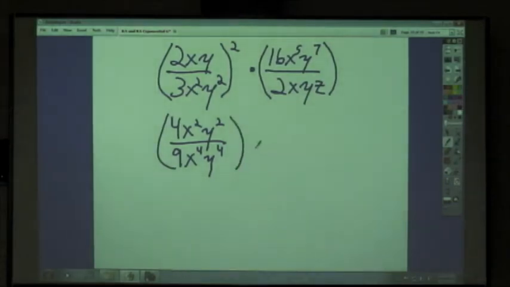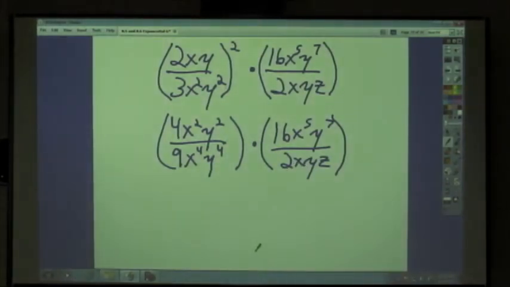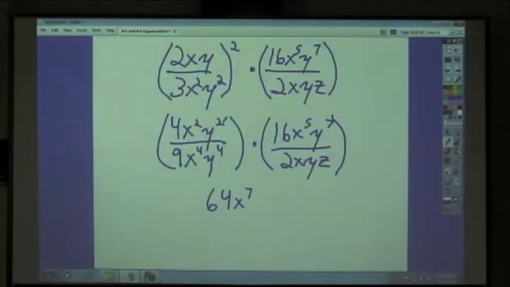So I have this big ugly fraction multiplied by this big ugly fraction over here. When I have that, usually what I'm going to do is multiply straight across the top, straight across the bottom, and then try to simplify any division properties that I may have. So 4 times 16 is going to be 64. X squared times x to the 5th is x to the 7th. 2 plus 5, like we talked about in that other page. Y squared times y to the 7th is y to the 9th.